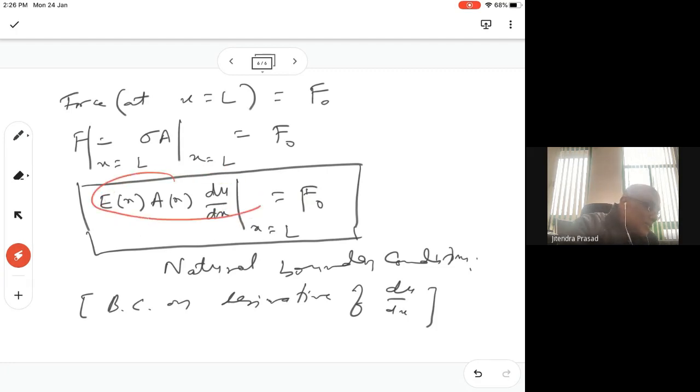Automatically, this equal to 0 is applied everywhere. If you have not applied a force, that really means the force value is 0, as simple as that. If there is no force defined, it means force is 0, and that means the natural boundary condition is automatically 0. When you solve it, it automatically solves for the natural boundary condition equal to 0. Any question, guys, so far?